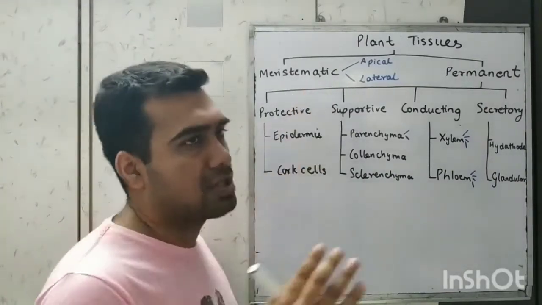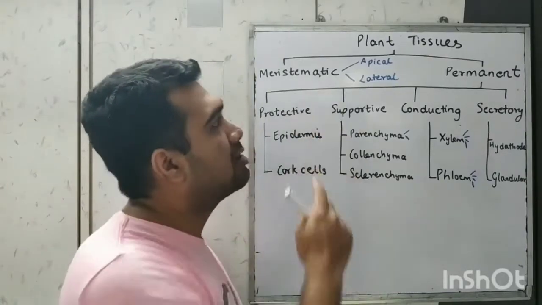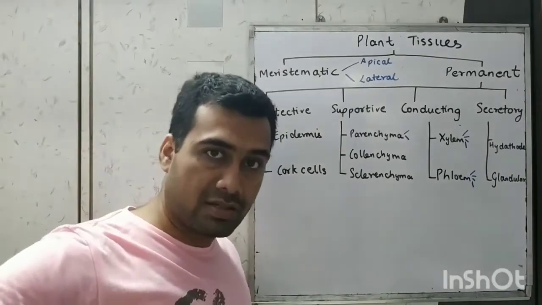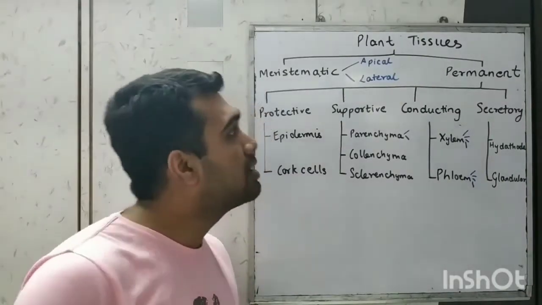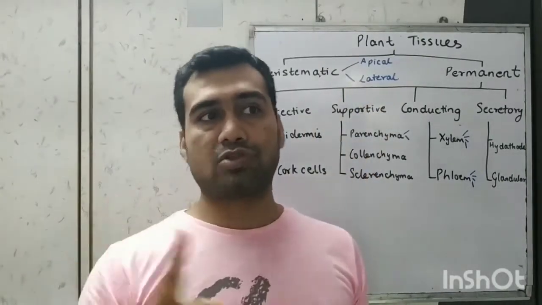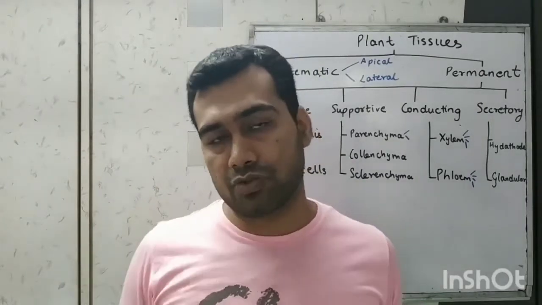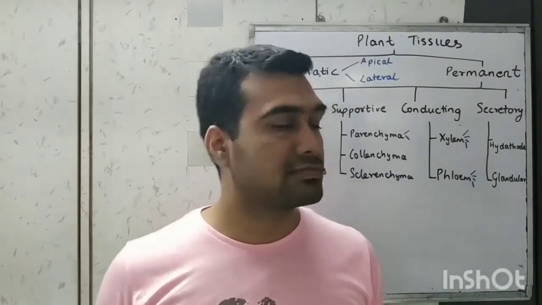They are of two types depending on the location. The apical or the terminal meristems, which help in the lengthening of the tree, the shoot as well as the roots. And the lateral meristem, which is also called cambium, which helps in the increasing of the girth of the tree, the thickness of the tree.